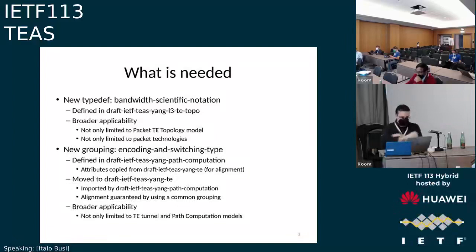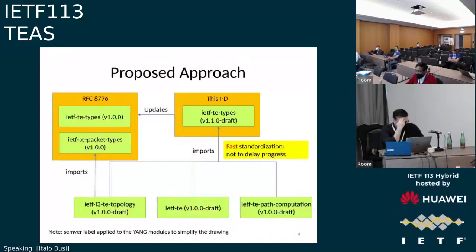But again, this grouping may have a bigger applicability than just TE tunnel and path computation. So moving it to TE types will make it available to broader applications and make sure that everybody has a common approach to configure encoding and switching type in YANG. So we need just this one, which is quite a tiny update.